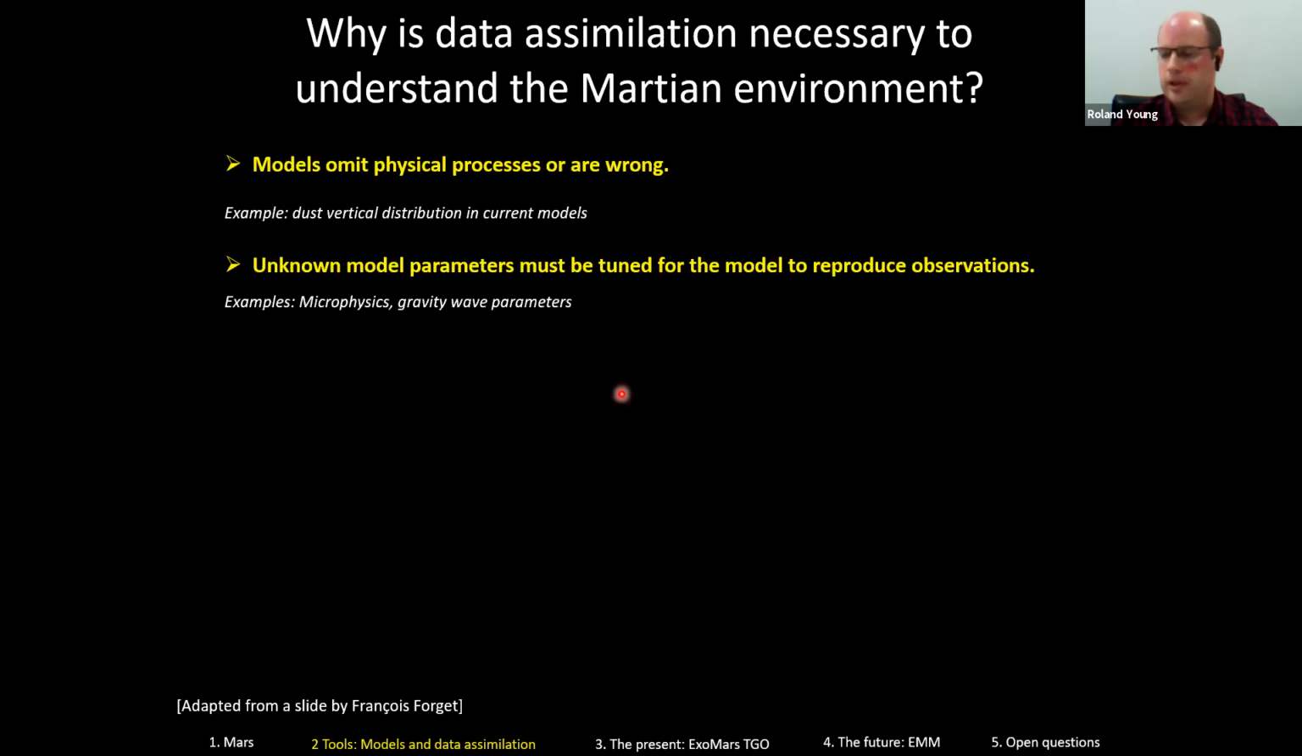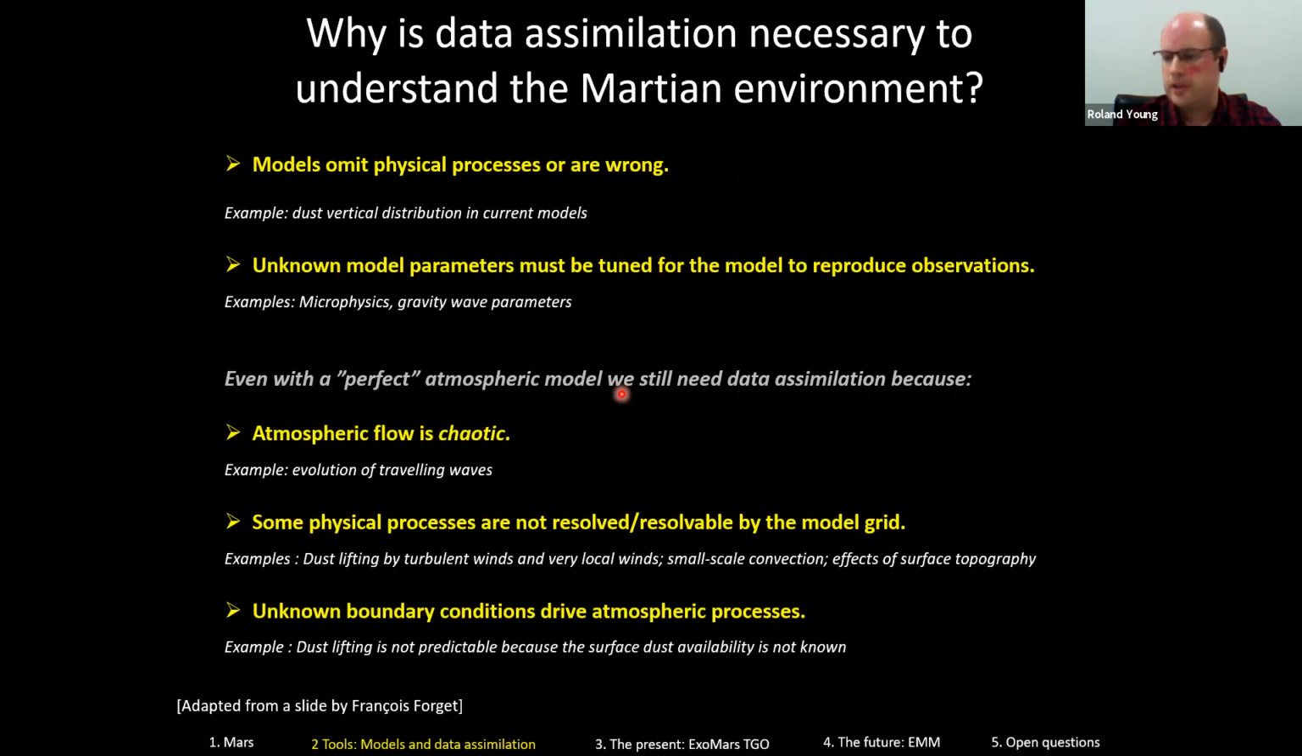We can also use it to tune the model to measure, in a sense, physical parameters that are unknown or that are not possible to measure with our current technology. And even suppose you have a model that is perfect, in the sense that it perfectly describes the system, we still need this because in some cases, the atmospheric flow is chaotic. And by chaotic, I mean, in the mathematical sense, that if you start two simulations from very similar initial states, over a certain amount of time, they will diverge exponentially fast.